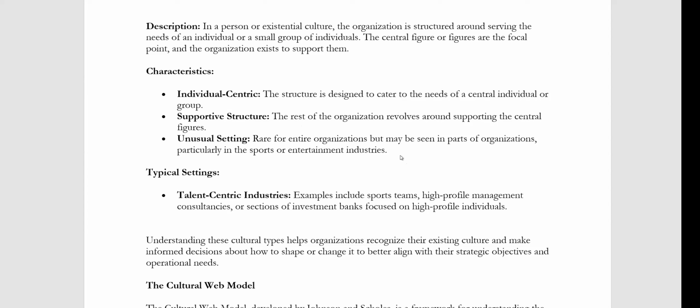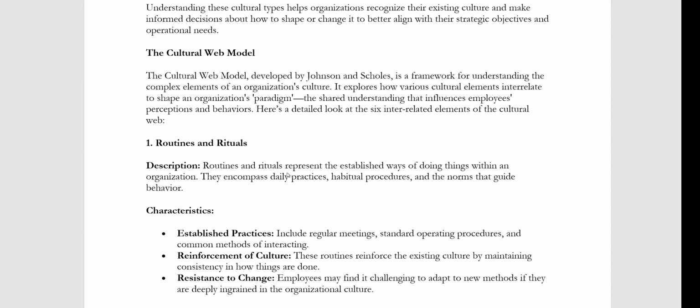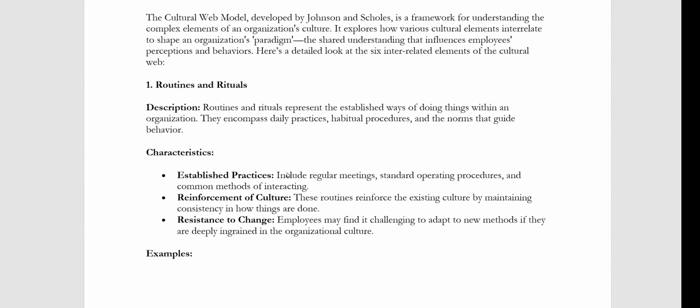Is that okay? So this one, the reason why we call it person culture is that it revolves around the person, who may not necessarily be a central figure, but each person has particular roles they are supposed to play. Does that make sense?